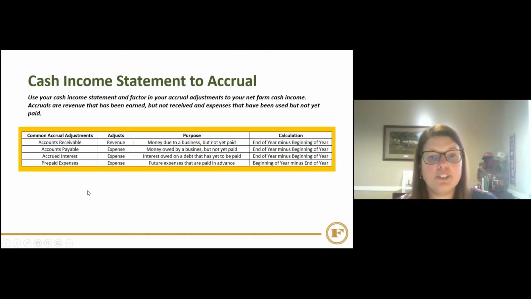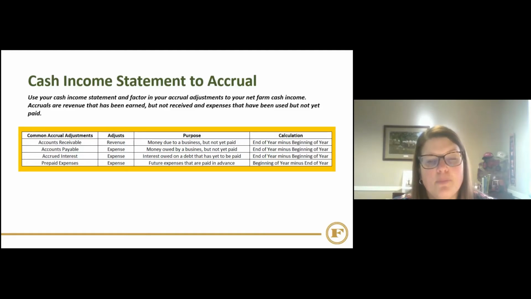To calculate your accrual adjustments, I recommend separating them into 4 categories. Accounts receivable is the money that you have earned and is owed to you, but has not been paid yet. Accounts payable is money that you owe for expenses you have used. For example, if you have a bill for a tractor repair, but have not paid it yet, then it would be considered an accounts payable. Next would be accrued interest. That is interest that is owed on debt, but it has not been paid.